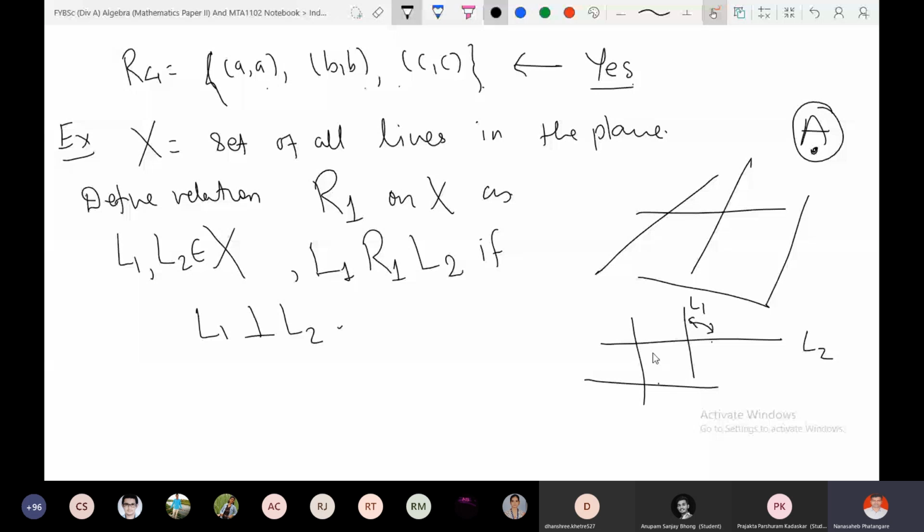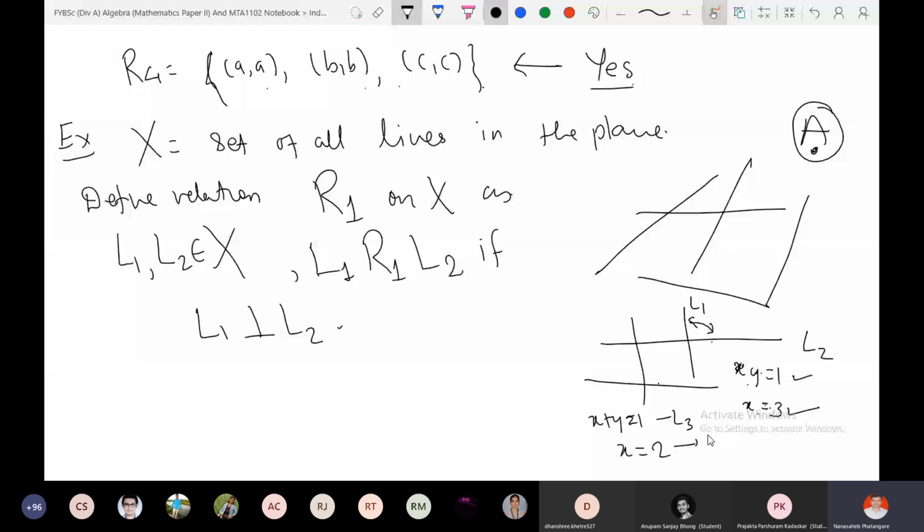If I select the line y equals 1 and another line x equals 3, this line is parallel to the x-axis and this line is parallel to the y-axis, and certainly these two lines are perpendicular, and therefore these two lines are related. But if I take the line x plus y equals 1 and x equals 2, are these two lines related? This is my L3, and x plus y equals 1 is this line and x equals 2 is this line. Are these two lines related?